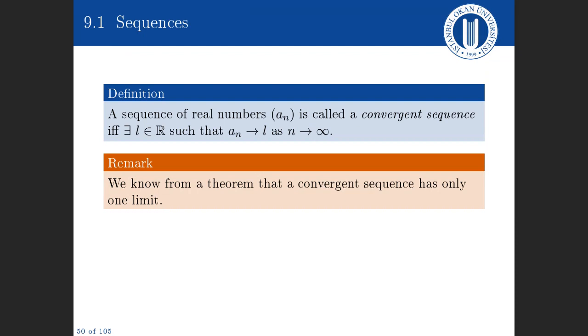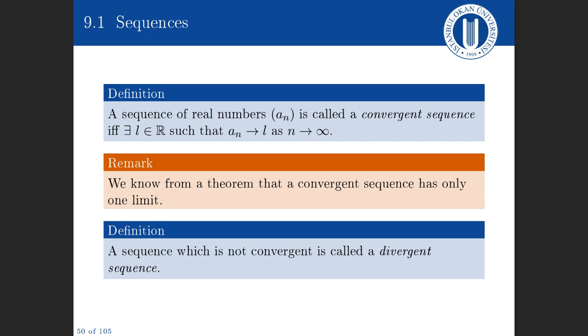A sequence is called a convergent sequence if it has a real limit. The previous theorem says that a convergent sequence can have only one limit. A sequence which is not convergent is called a divergent sequence. That's the sequences which don't have a limit, but also the sequences which converge to infinity and the sequences which converge to minus infinity.